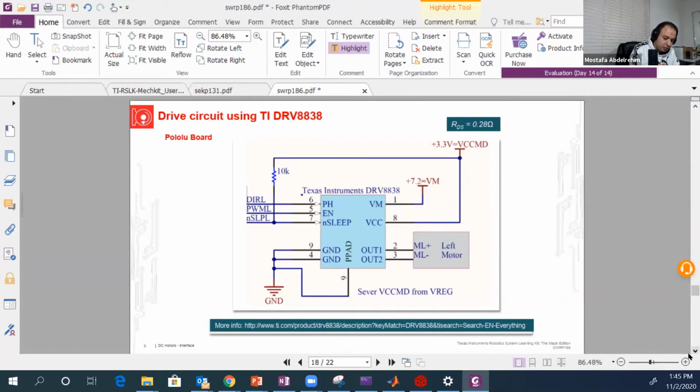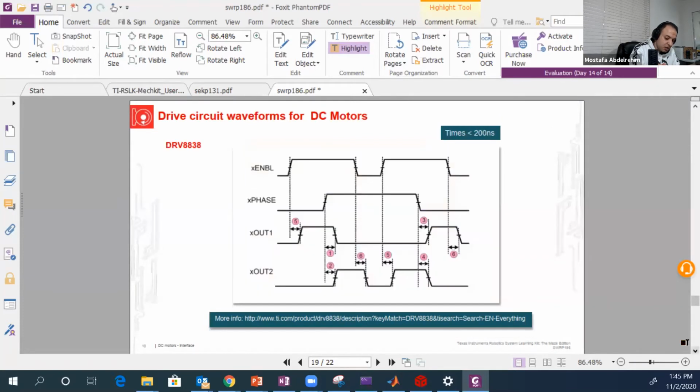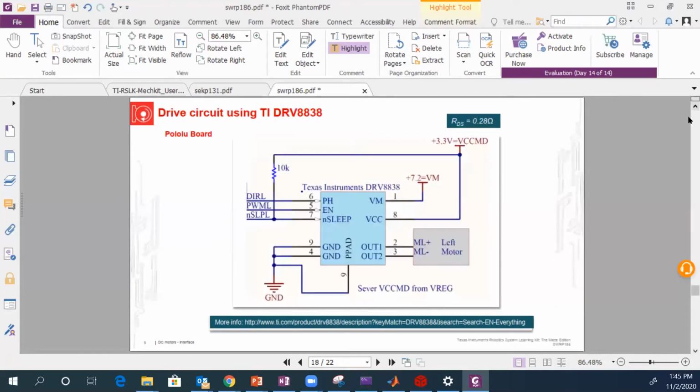Hey, Professor. Yes. Can you go back and please explain pin 6 and 5 again, just briefly? Yeah, pin 6 is called the phase pin. Okay. So if you put 1, it will go backward. If you put 0, it will go forward. It's a negative logic. Okay. So this is the function of pin 6.